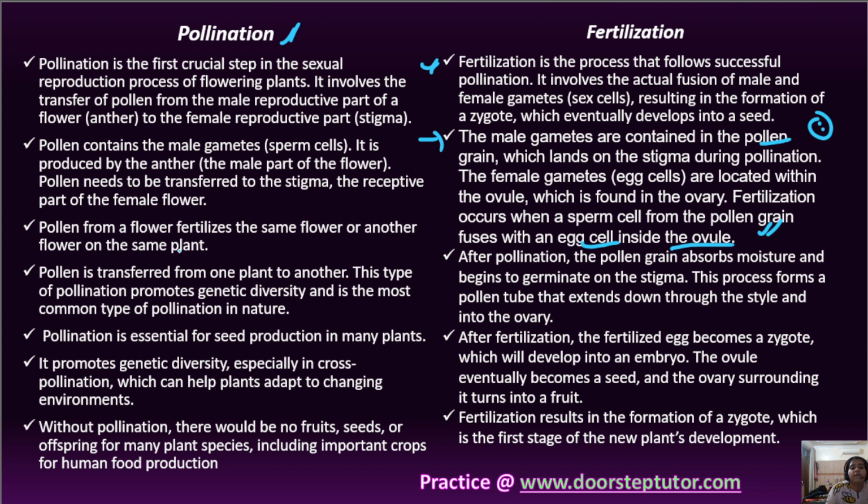Now, if the pollen from a flower fertilizes the same flower or another flower of the same plant, remember, another flower of the same plant, then that is known as self pollination. And if the pollen is transferred from one plant to another plant, then this type of pollination is known as cross pollination. It is favored by nature because it promotes genetic diversity, and it is the most common type of pollination in nature. Because it promotes genetic diversity, the chances of survival can be increased.